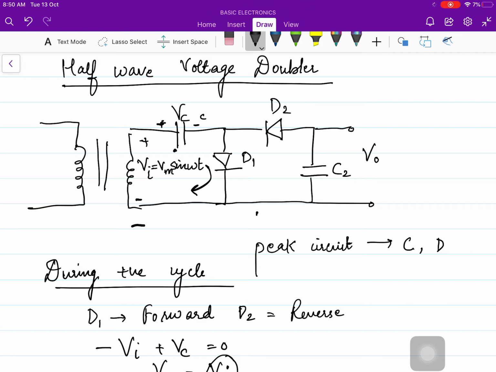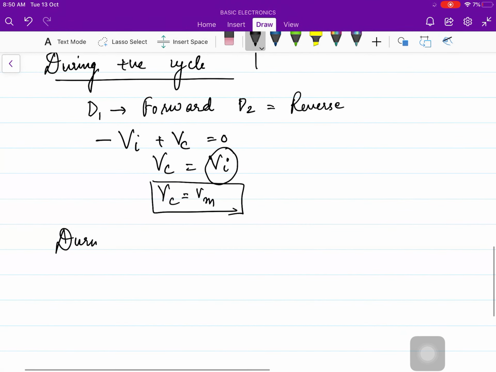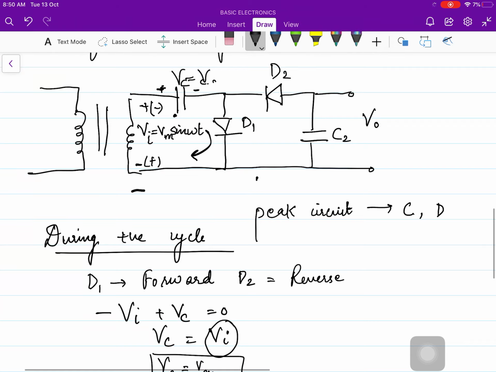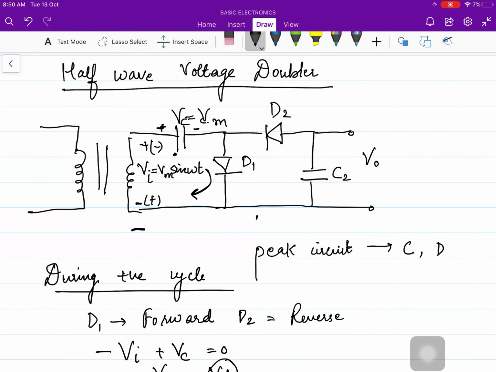Alright, so now during the negative cycle we will be having a minus over here and a plus over here. So D1 will be reversed this time during the negative cycle, and VC will be equal to Vm. Now D1 is reversed and D2 is forward. But remember one thing, despite the fact that D1 is reversed, C1 will not get discharged because the discharging time constant is very less.